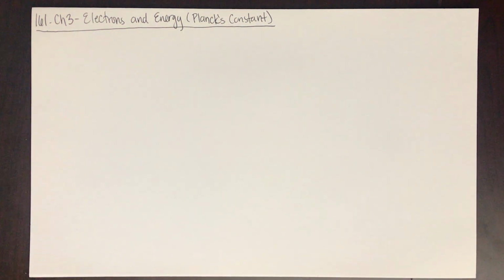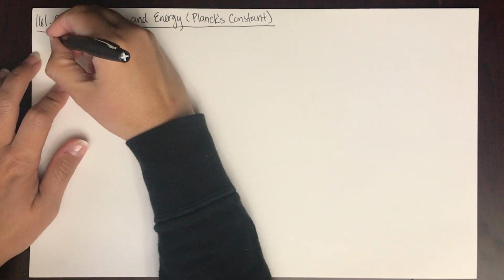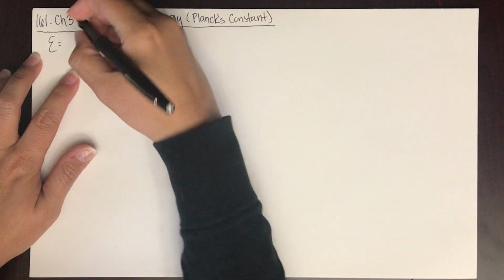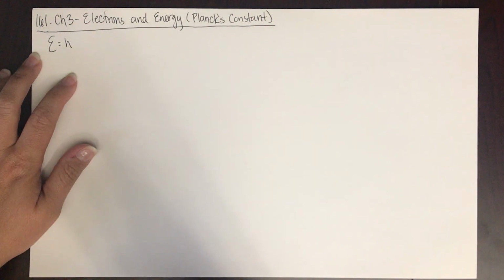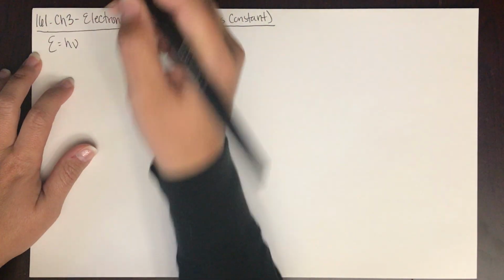Okay, let's talk about electrons and energy. So, the formula that we will use to calculate the energy of an electron. These electrons, we're calculating the energy that is emitted from waves. And the formula that we use for that is E for energy equals a letter H times frequency.